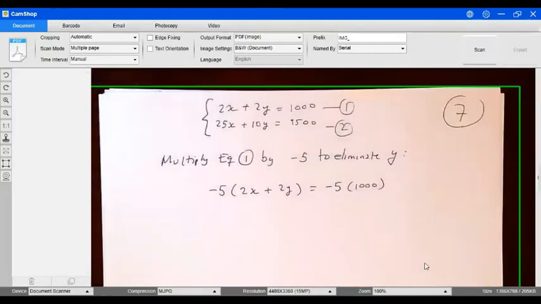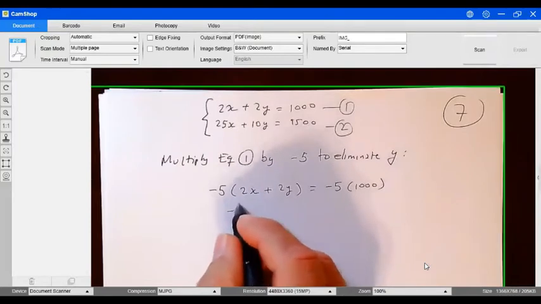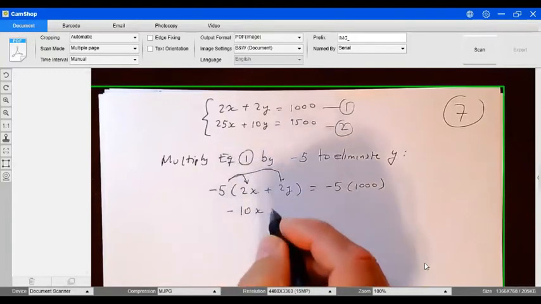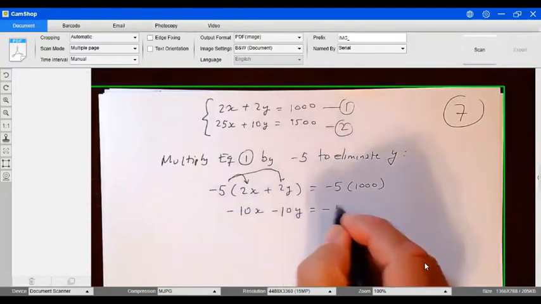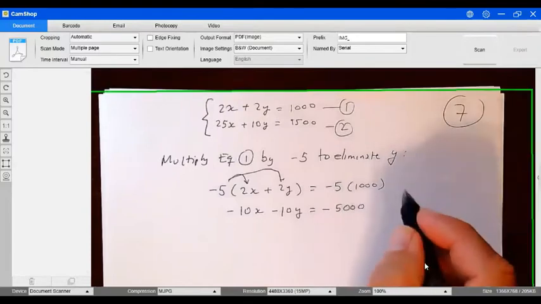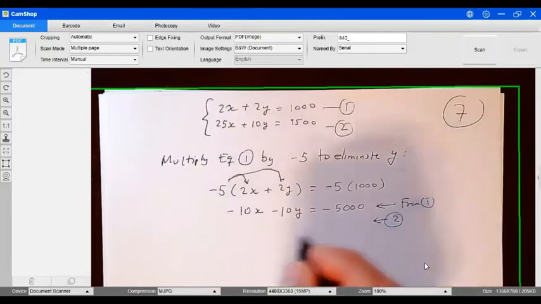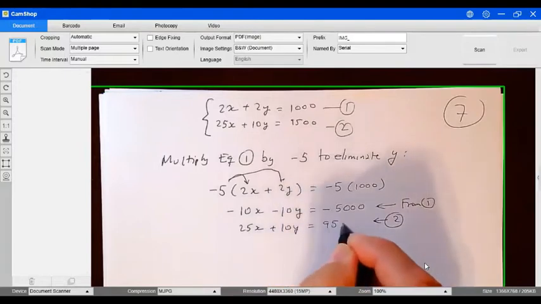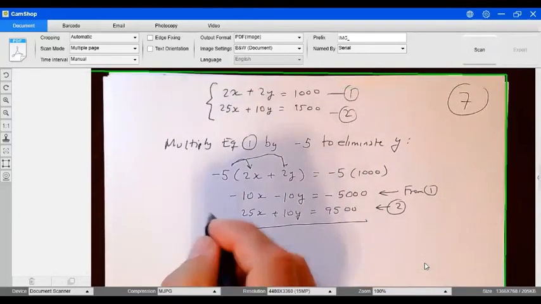You need to multiply both the left-hand side and the right-hand side by the same number. So in this case, applying the distributive property, you're going to get negative 10x, negative 10y equals negative 5000. So that's from equation 1. Then my equation 2 is just 25x plus 10y equals 9500. So now we're gonna add these two equations.